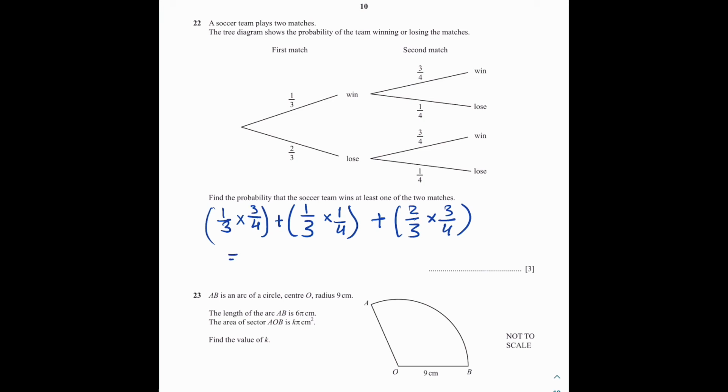Just multiply these together. 1 over 3 times 3 over 4 plus 1 over 3 times 1 over 4 plus 2 over 3 times 3 over 4 gives us 5 over 6. Yeah, 5 over 6. That's the answer.